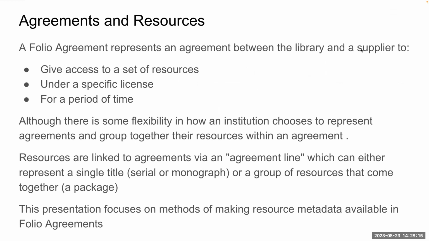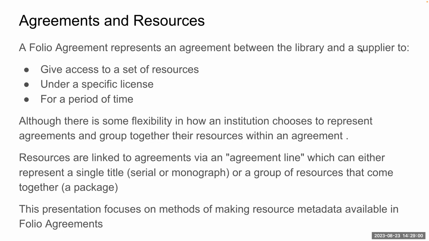There is quite a lot of flexibility in how exactly you use those definitions, and you can decide to split down agreements that maybe are one contract, but you want to represent as multiple things, or however you do it. We find a little bit of variety of practice, but essentially that's the idea. The resources are then linked into agreements via something called an agreement line. An agreement line can either represent a single title, typically a serial, but it could be an ebook, a serial monograph, or a group of resources that come together, which we would call a package. And a single agreement can have one or more, or zero to more agreement lines.